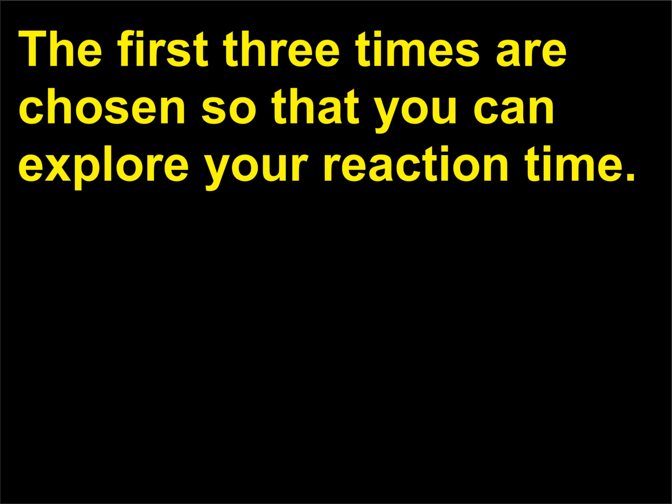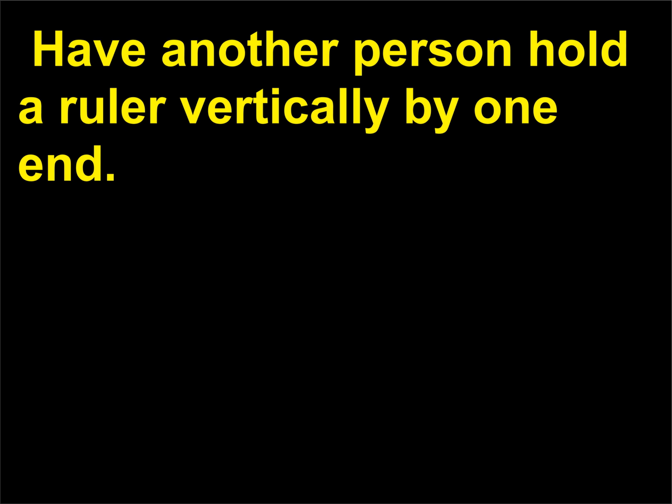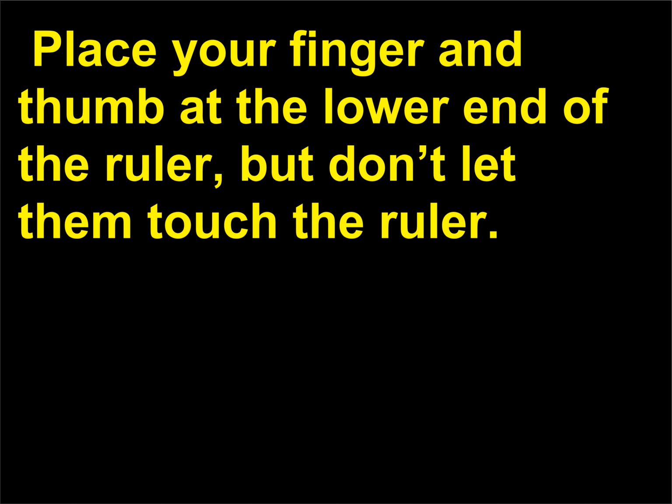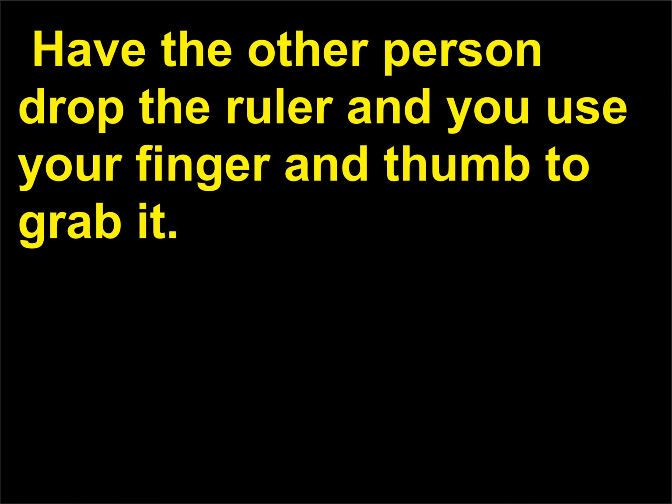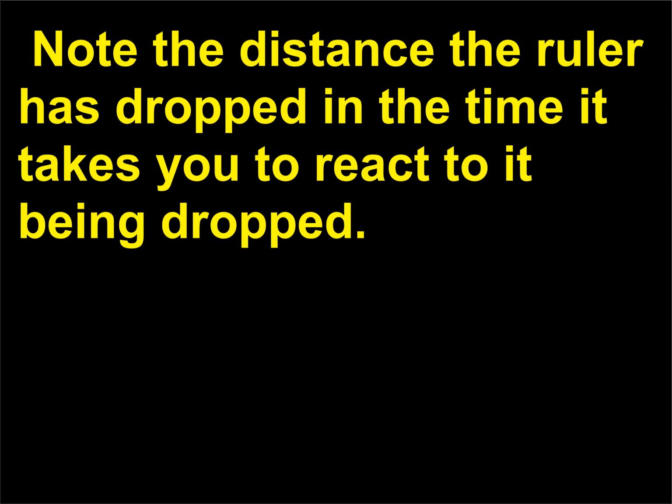The first 3 times are chosen so that you can explore your reaction time. Have another person hold a ruler vertically by one end. Place your finger and thumb at the lower end of the ruler, but don't let them touch the ruler. Have the other person drop the ruler and you use your finger and thumb to grab it. Note the distance the ruler has dropped in the time it takes you to react to it being dropped.